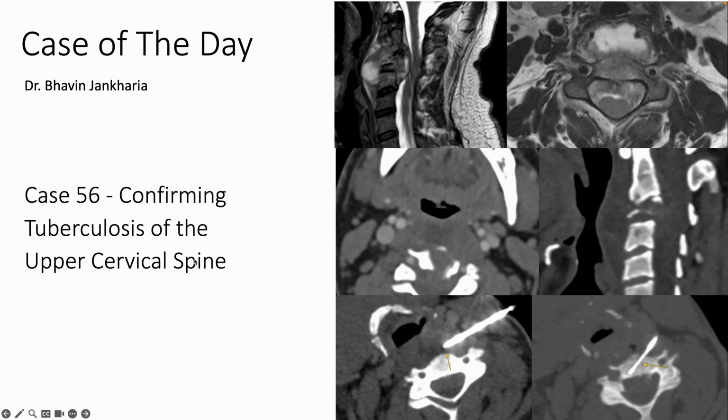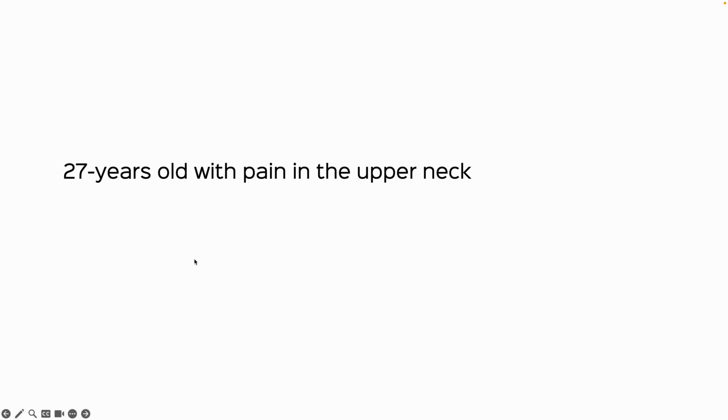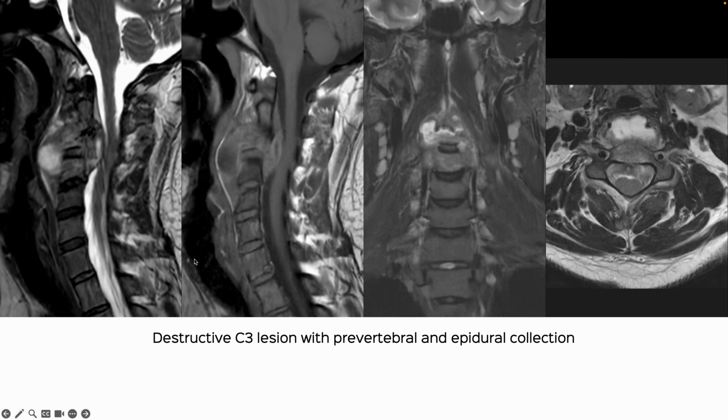This is the 56th case confirming tuberculosis of the upper cervical spine. This was a 27-year-old who had an MR done a week or 10 days ago, and this destructive C3 lesion was found, with marrow change at C4, C5. You can see the prevertebral and anterior epidural collection on the axial.